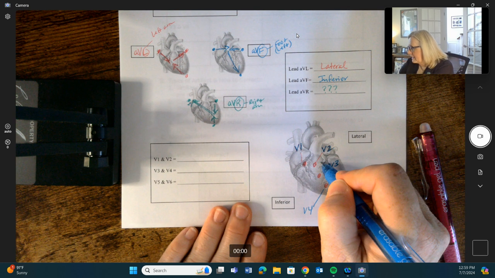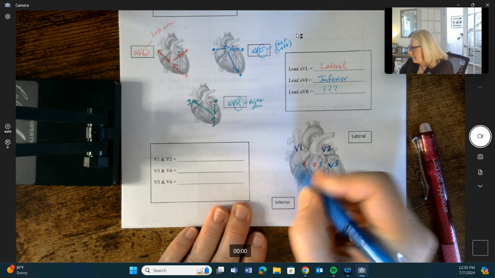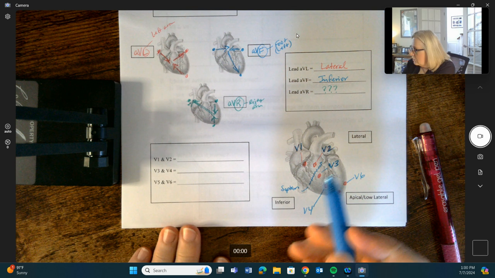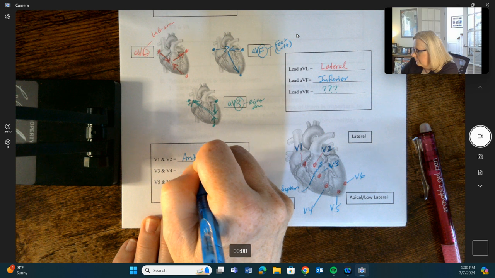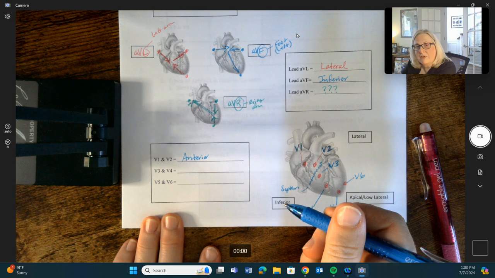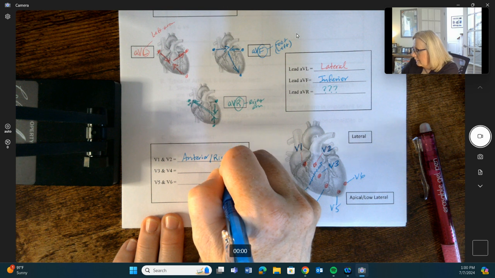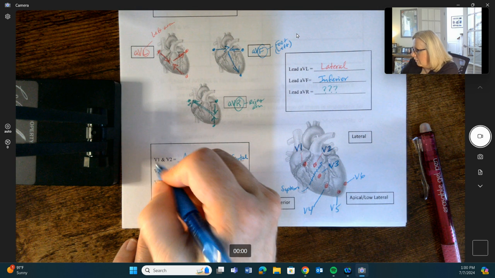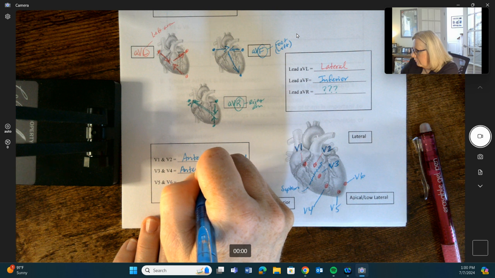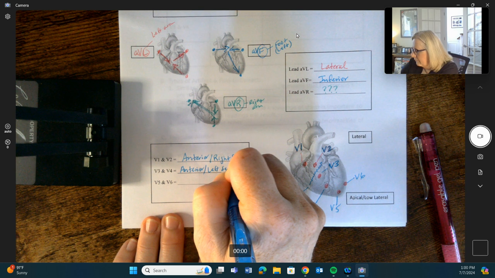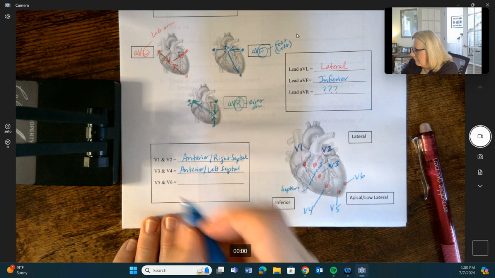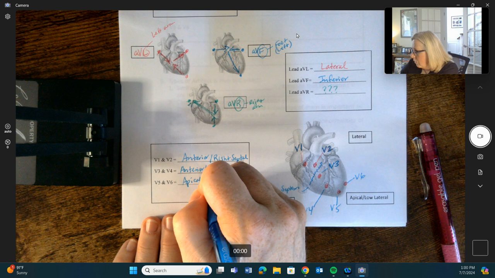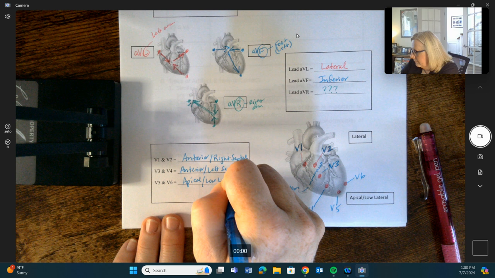Okay, so think about the septum running right here. Septum. So V1 and V2 are going to be anterior. This is the right side of the heart. So anterior, right septum or septal. V3 and 4 are also anterior. They are just on the left side of the septum. And then 5 and 6 are going to be our apical, which just coincides with the apex, or low lateral, what's considered low lateral.